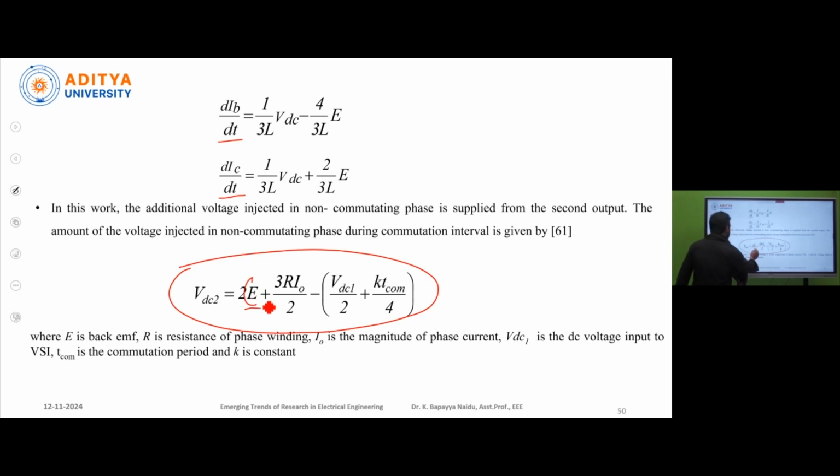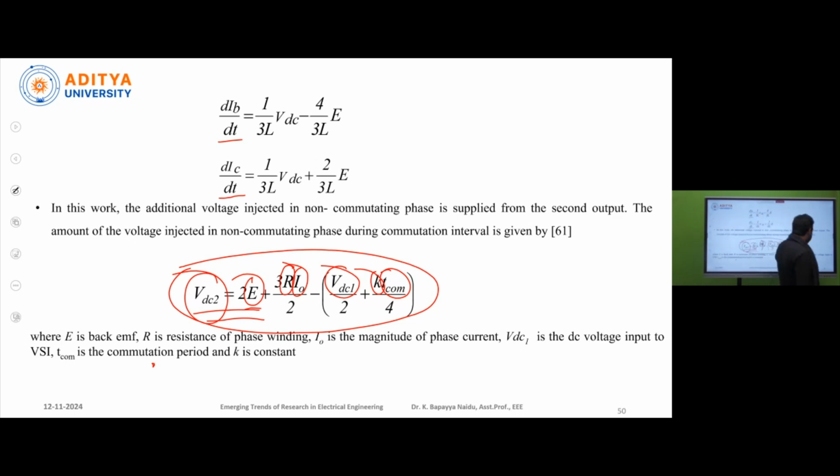Here E represents the back EMF. We already know that R represents the resistance of the phase winding, and I naught represents the phase current, and VDC1 is the DC input voltage, T com represents the time of the computation period, and K is the constant. According to this equation, at the instant of time, we have to inject this additional voltage wherever it is required. This is one of the methods for decreasing the torque ripple.